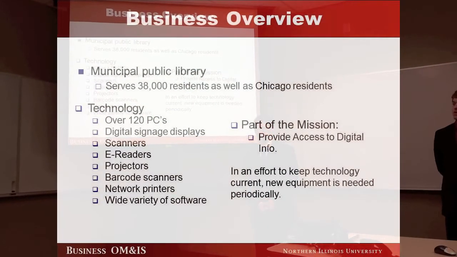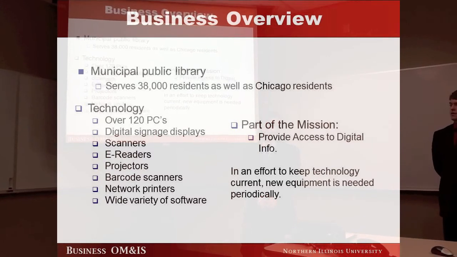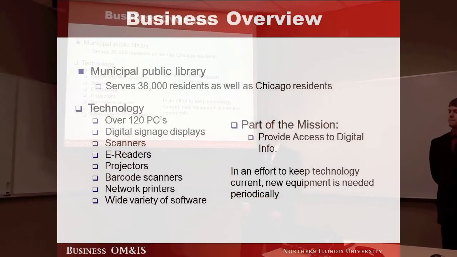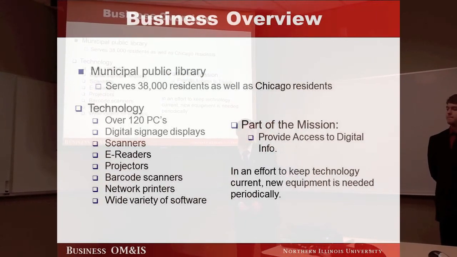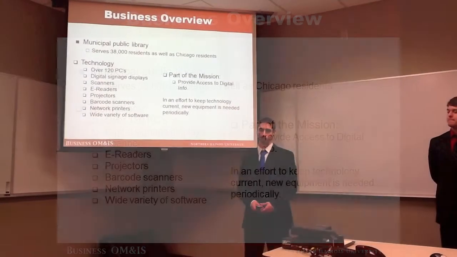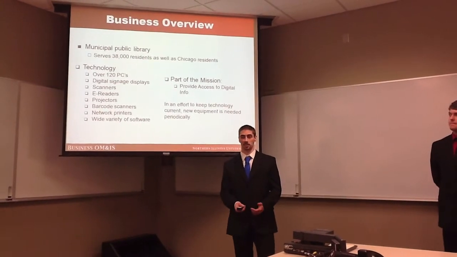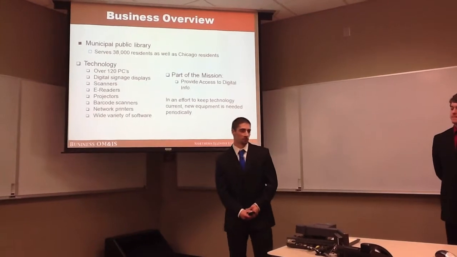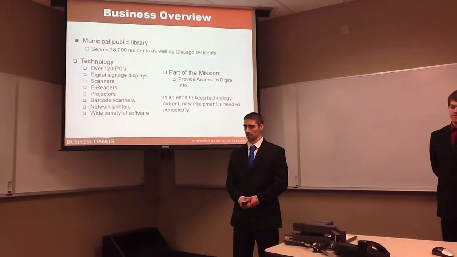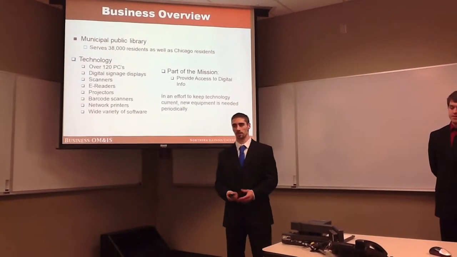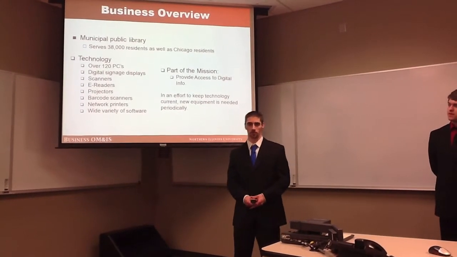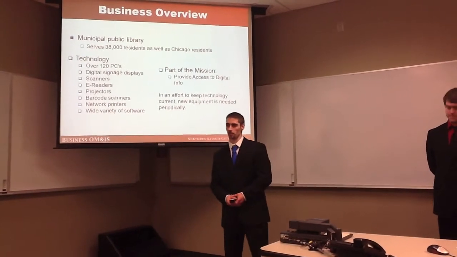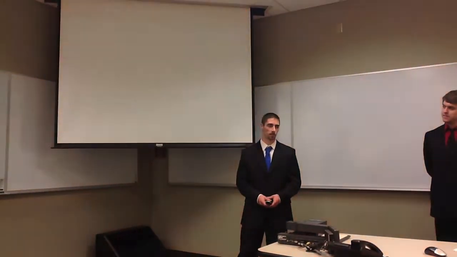Park Ridge Library serves 38,000 residents. We've got a wide range of technology from computers and scanners to e-readers, and also a wide range of software. Part of the library's mission is to provide access to digital information, which this technology allows them to do. Sometimes, as technology gets older, it doesn't respond quite as well, so eventually technology needs to be replaced. And periodically, the library needs to purchase new technology, which leads us to our problem.